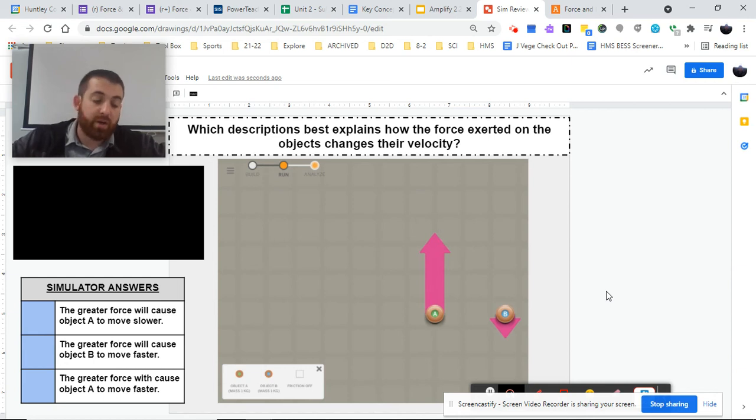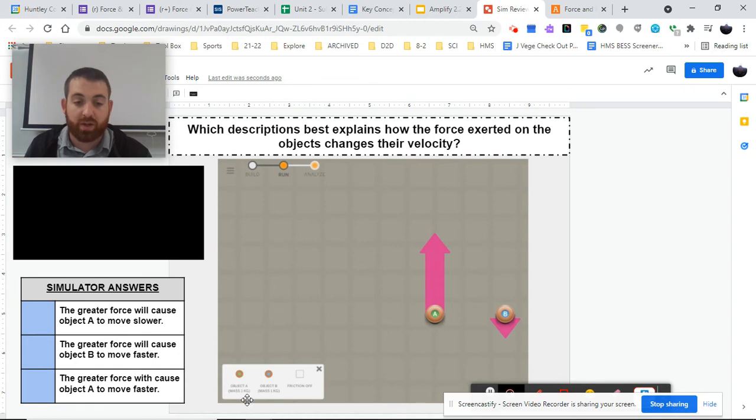Hey everybody, Mr. Regan here, and we're looking at using our vocab and key concept knowledge to help answer a question related to some objects, some forces that are being applied on them, and what their velocity might be. With our question, we're looking to understand which description below best explains how the force exerted on the objects changes their velocity. So we have two objects with two sets of force being applied to them.